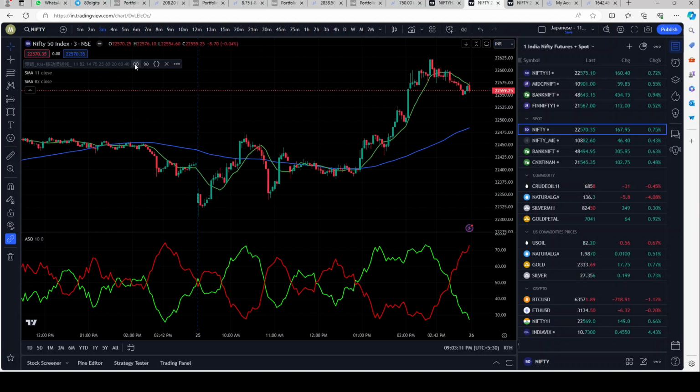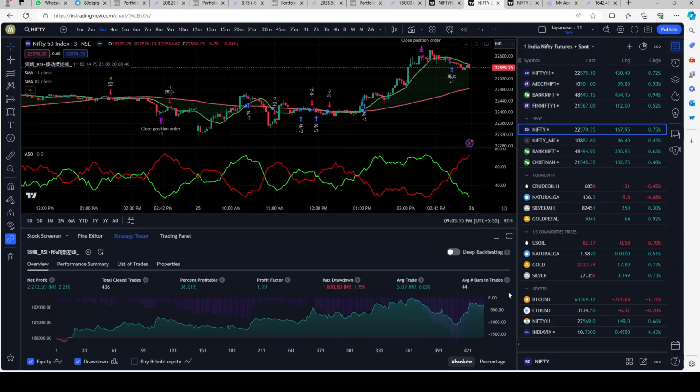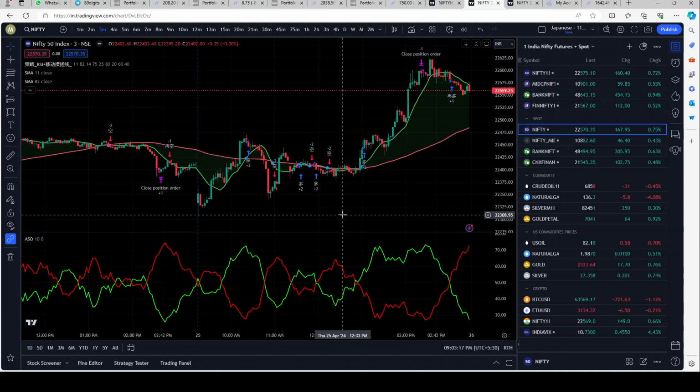All right. So it depends whether you want to see a simple 11 by 82 or do you want to see the original indicator, which is this. All right. Depends on you. Either ways, what's basically happening is it's a simple moving average 11 and 82 at work, which works very well in the 2 and 3 minutes time frame. All right. So I hope this video was of some help to you.